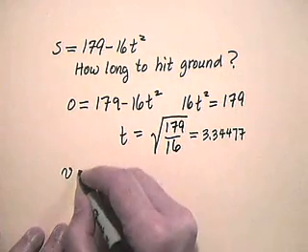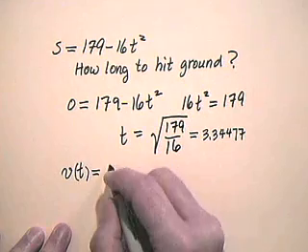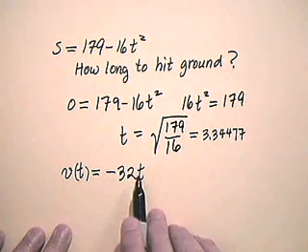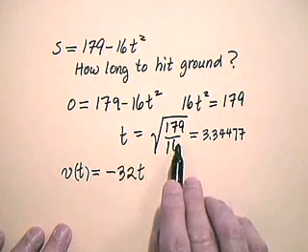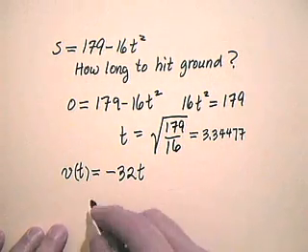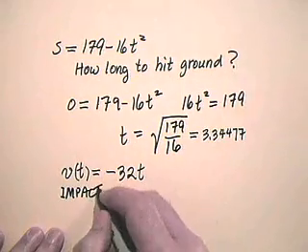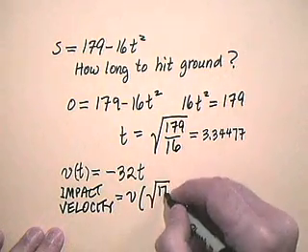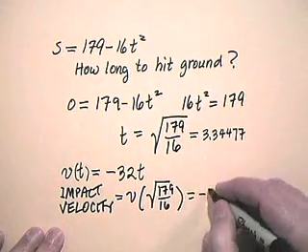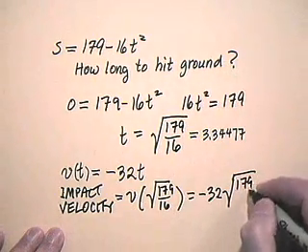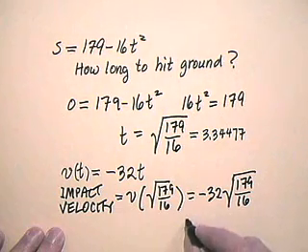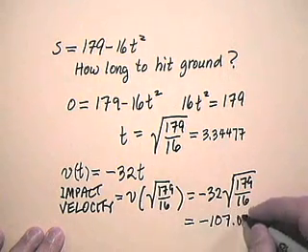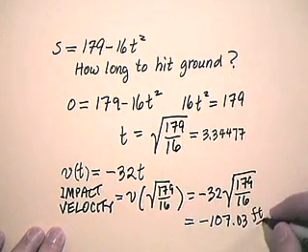Now our velocity is a function of time. Remember, v at any time t was the derivative of this, which was negative 32t. And so consequently, to find the impact velocity, all I do is substitute this time at which the ball hits the ground back into the velocity function. So the impact velocity is simply v at the square root of 179 over 16, which is negative 32 times the square root of 179 over 16. And if we calculate that with our calculator, we find that's about negative 107.03, and this is, of course, feet per second.